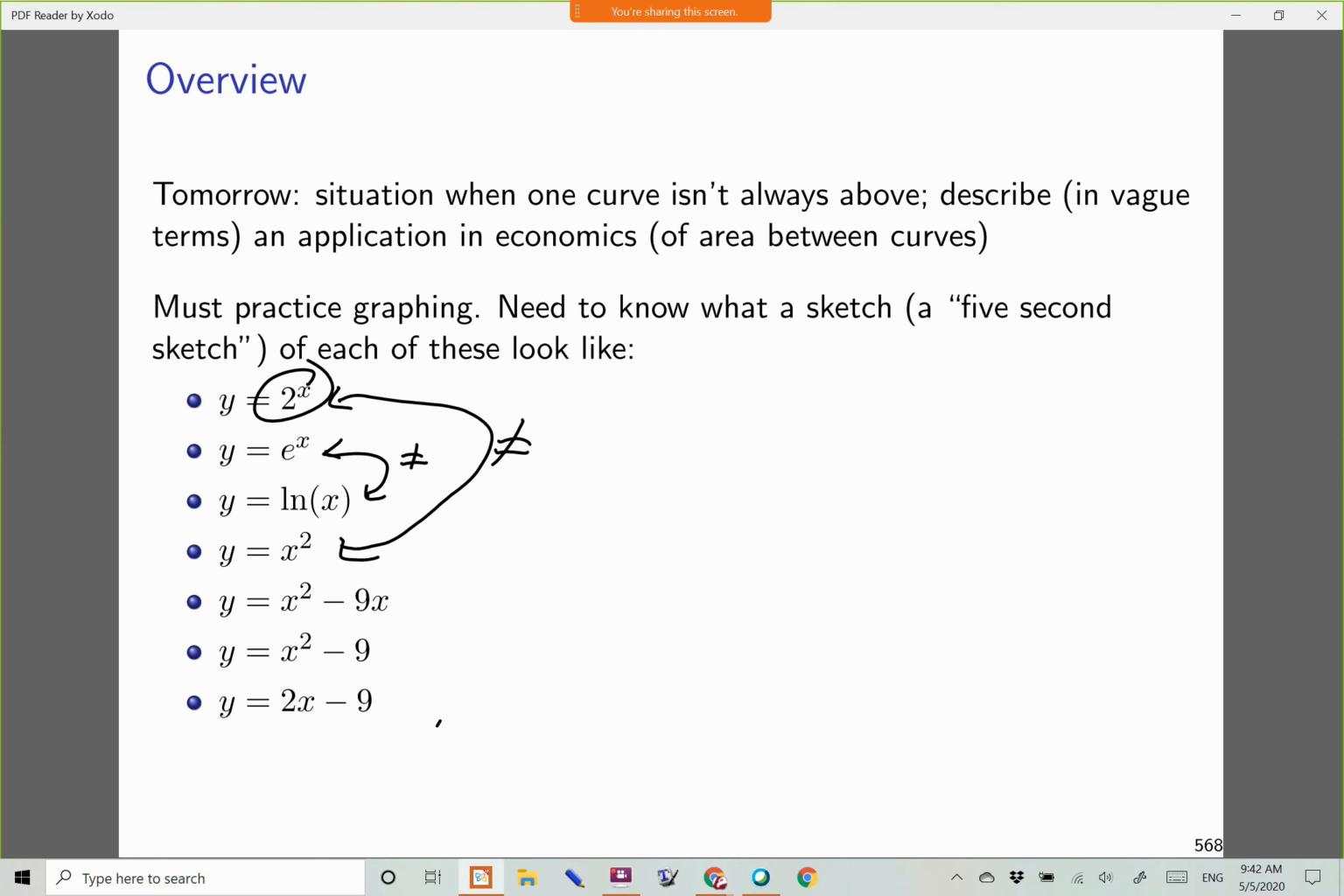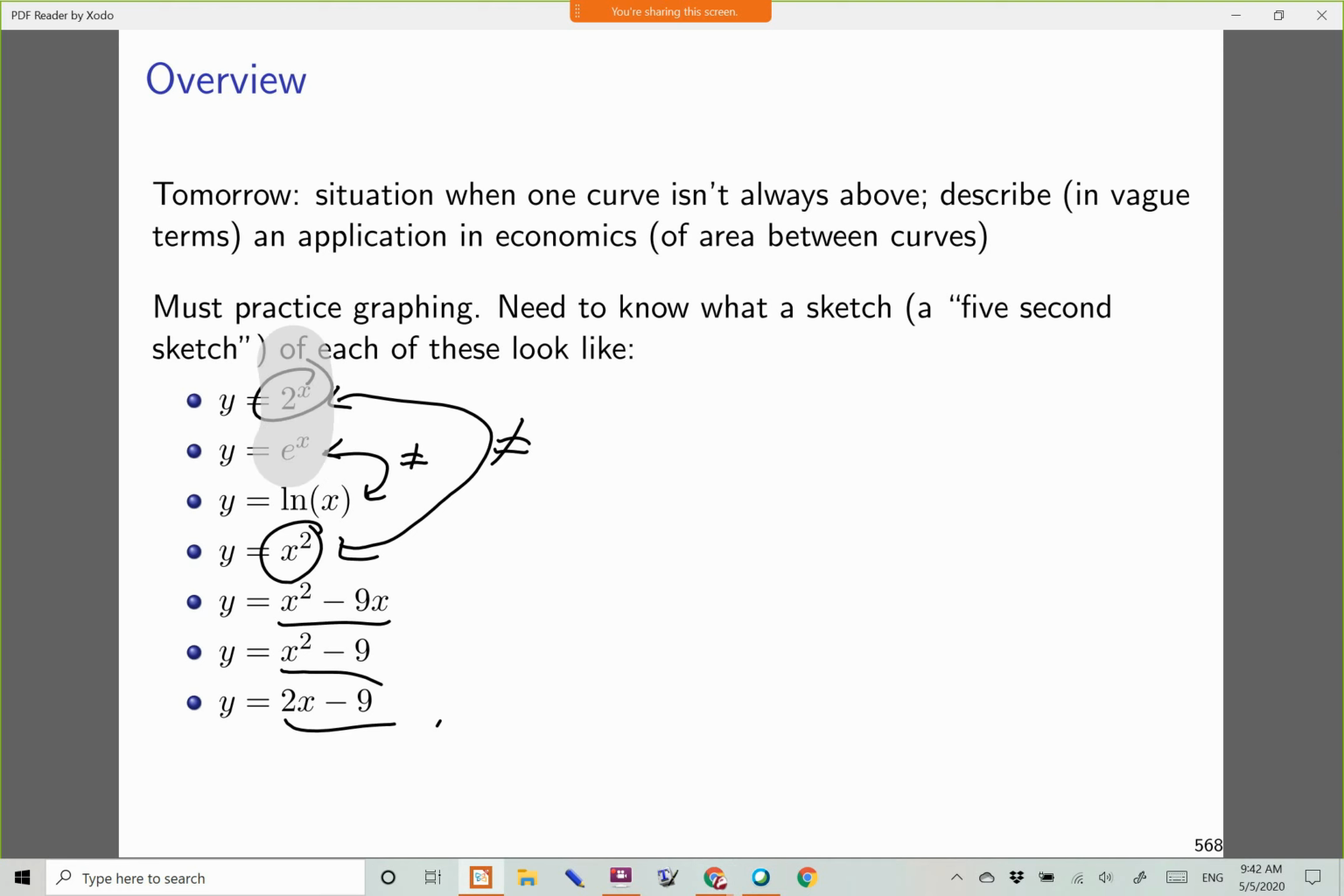So this is an exponential. X squared is a parabola. X squared minus 9x is a different parabola. X squared minus 9 is a different parabola from those. And 2x minus 9 isn't even a parabola. That's a line. So we'll dig into some of these tomorrow.